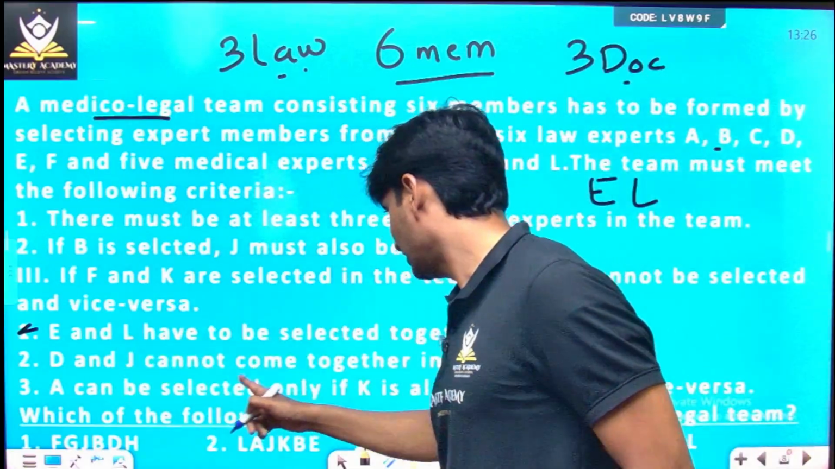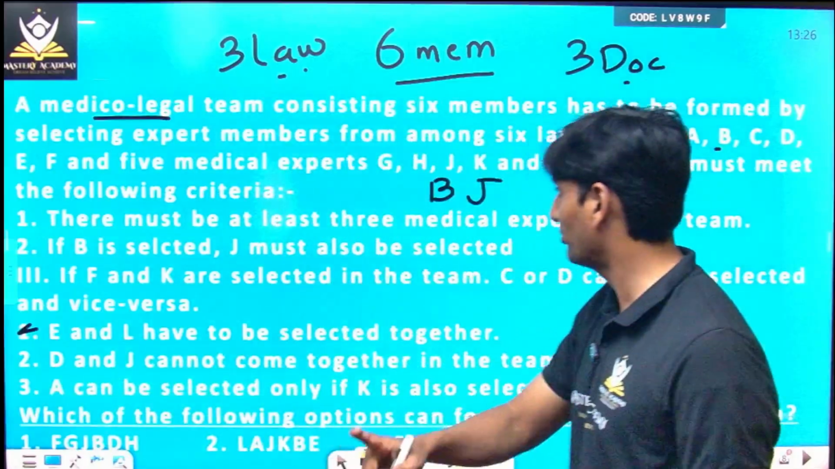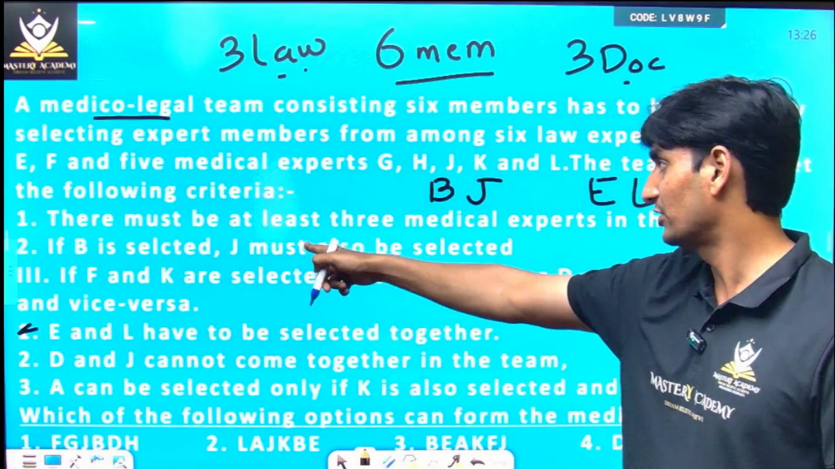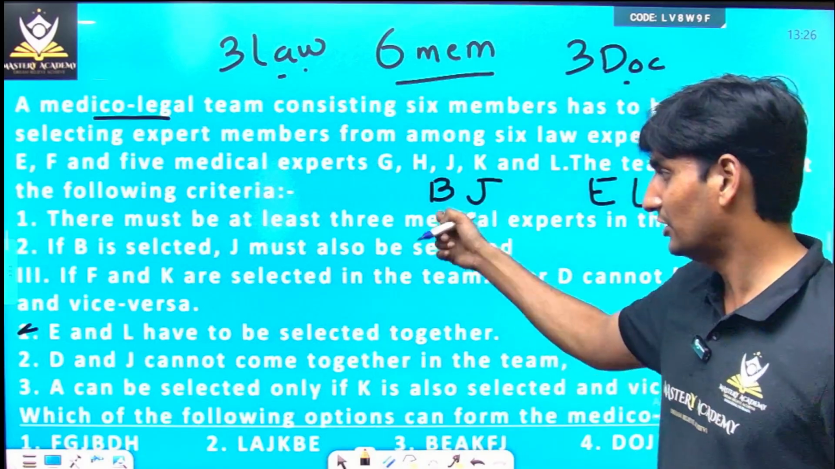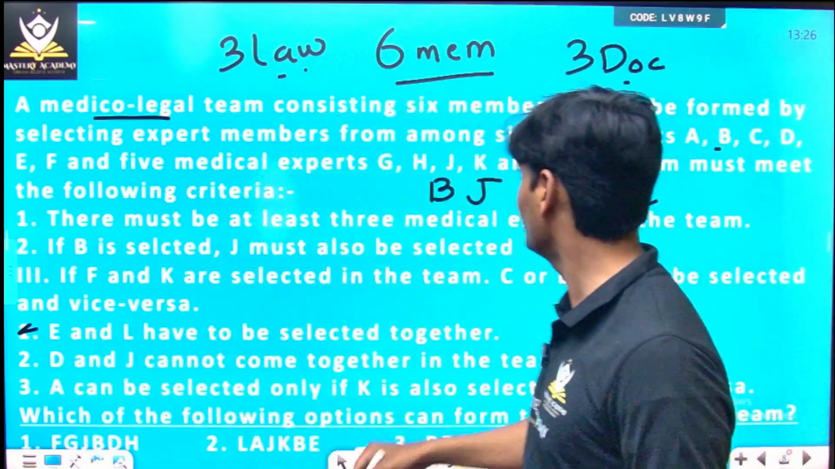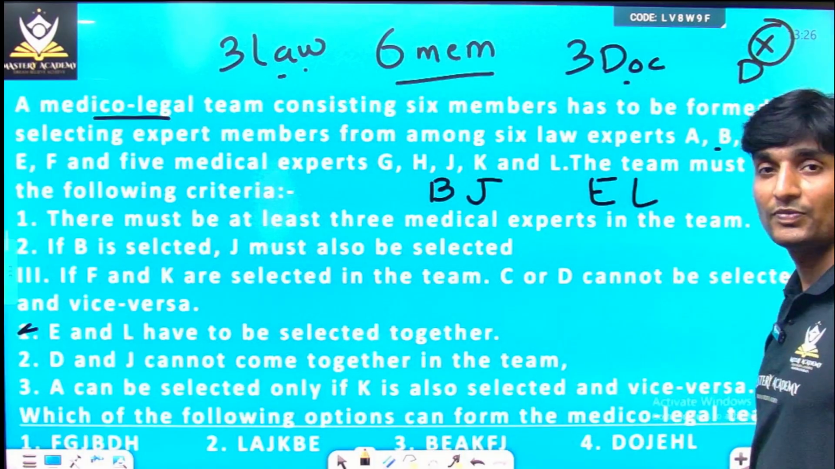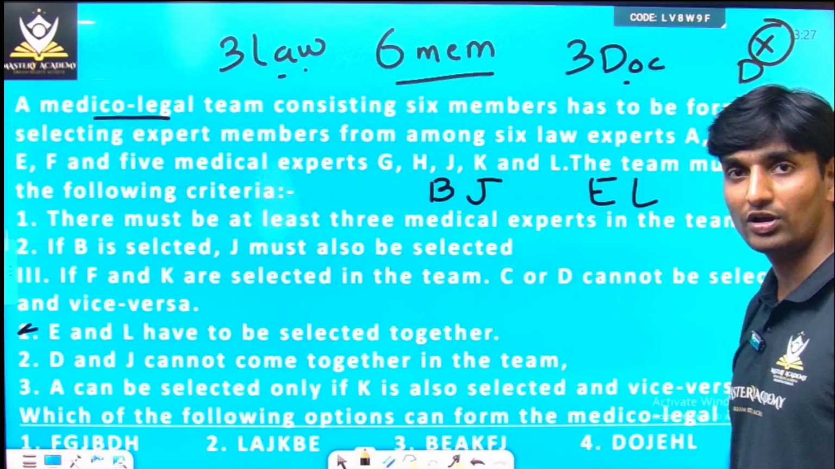D and J cannot come together in the team. Now remember, if J is selected, B should be together. According to the first, if B is selected, J should be. So if B and J both are present, then definitely D cannot be with them. D cannot be with them if B and J both are present.